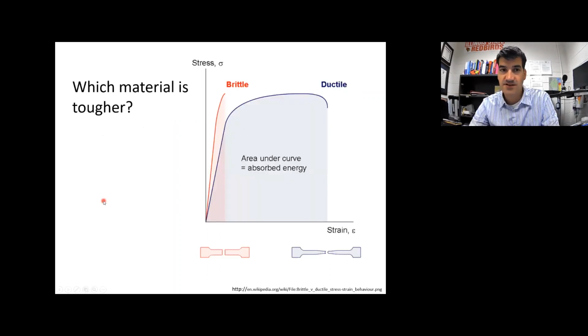So here's an example I've showed before when we talked about brittle versus ductile materials. But if you think about the area under these curves, which one do you think is going to be a tougher material? Well, the tougher material has the larger area under the curve. Clearly, the blue curve has a larger area under the curve than the red specimen did. So obviously the blue curve represents a much tougher material than the red specimen, or the red curve.